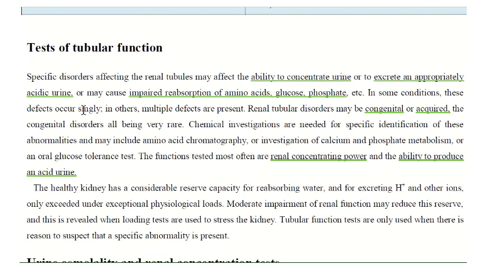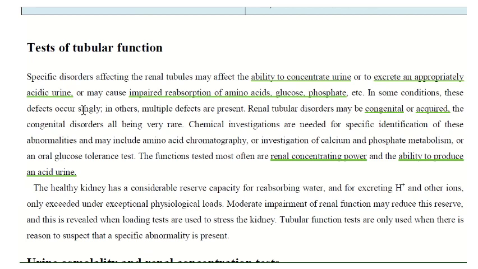إذن specific disorders اللي تأثر على the renal tubules ربما تؤثر على القدرة على تركيز اليورين or to excrete اليورين الحامضي المناسب، or may cause impaired reabsorption للأمينو أسيد، جلوكوز، الفوسفات إلى آخره. In some conditions, these defects occur singly. In others, multiple defects are present. إذن في بعض الحالات تحدث هذه العيوب بشكل فردي، وفي حالات أخرى توجد عيوب متعددة.